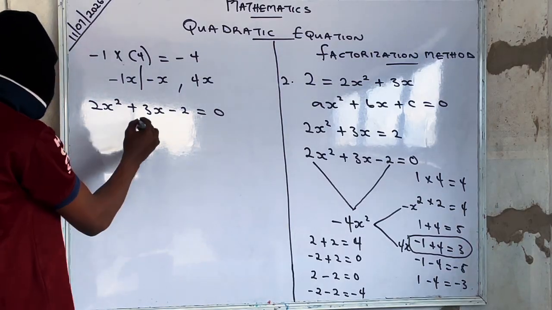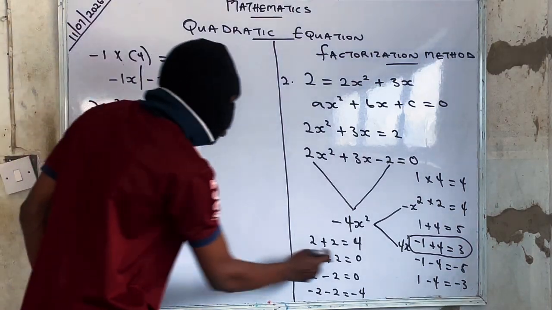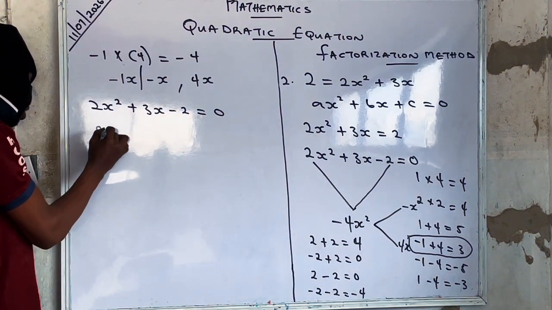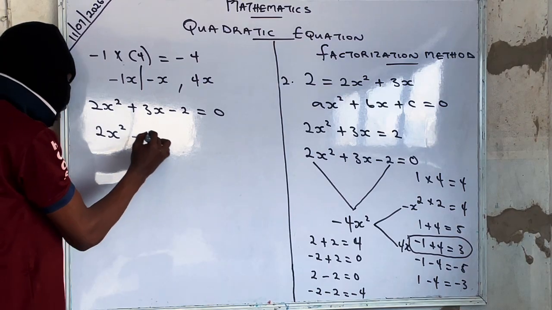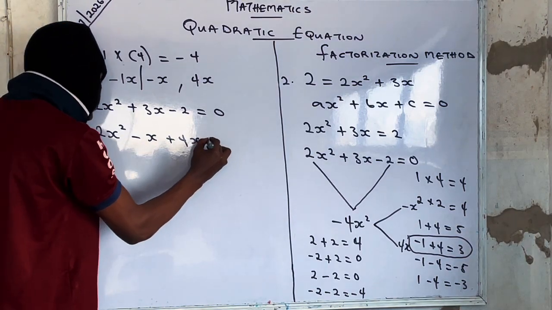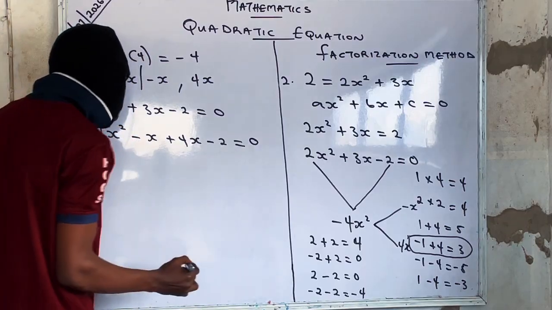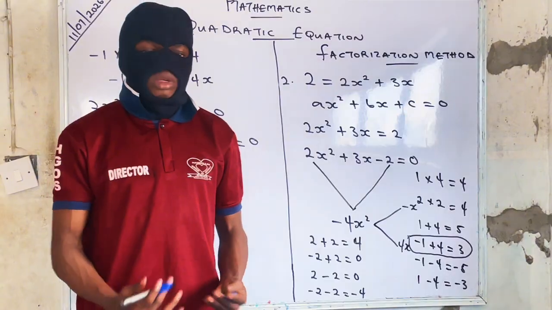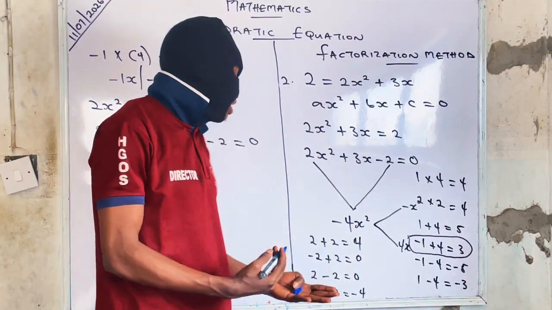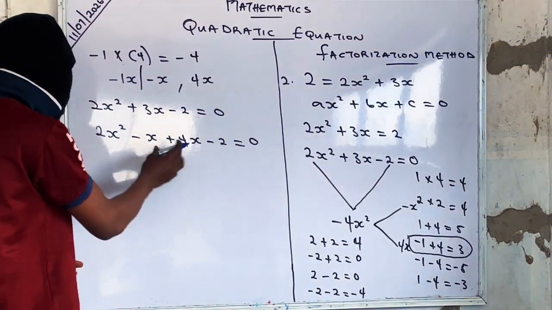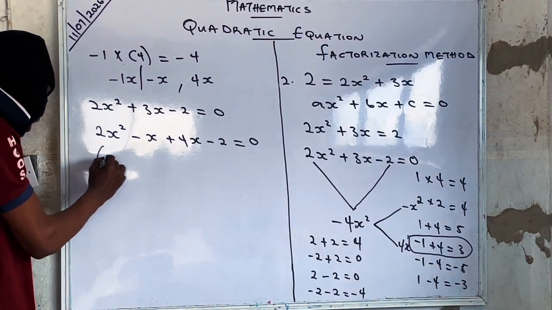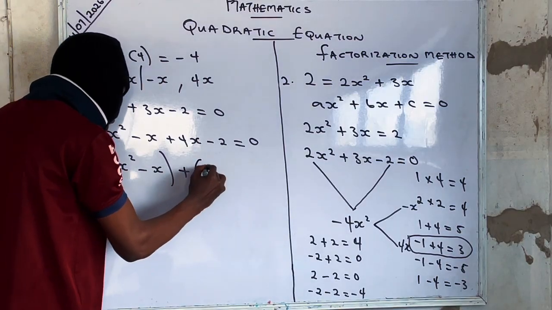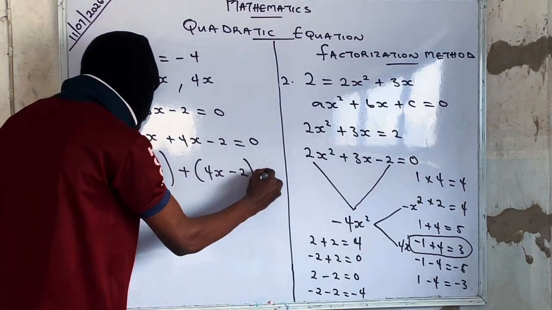Anybody you see this 3x, you are writing the two factors, minus x and plus 4x. So it's now 2x squared minus x plus 4x minus 2 equals 0. Remember I told you, the reason I'm not putting my plus here is that it is invisible. You can make it visible and you can make it invisible. Notice the point. Now, you are going to put them inside brackets. That is 2x squared minus x, then plus, in brackets, 4x minus 2 equals 0.